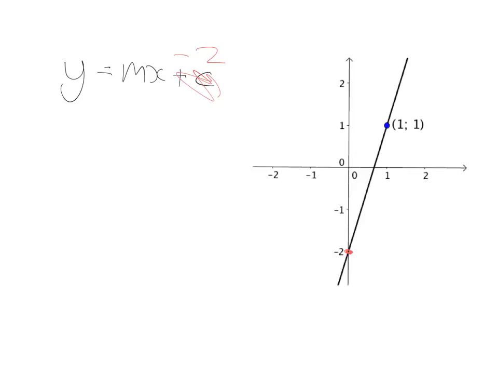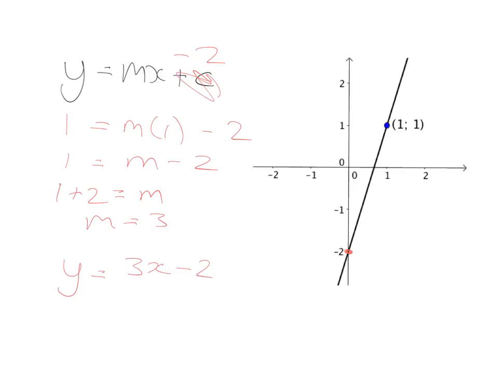Now I can take this point, and it tells me when x is 1, y is 1. So I can substitute that in here. 1 is equal to m times 1 minus 2. So 1 is equal to m minus 2. So m is equal to 1 plus 2, which is 3. And so now I have my equation of the straight line, 3x minus 2. Hope you got that one.